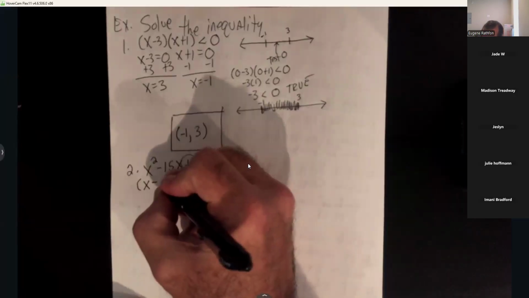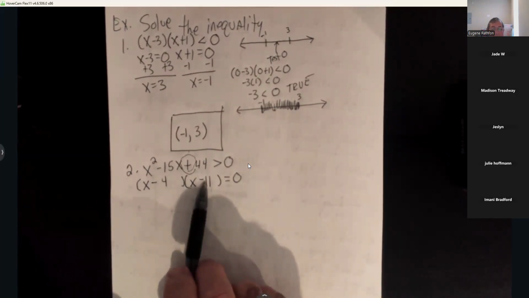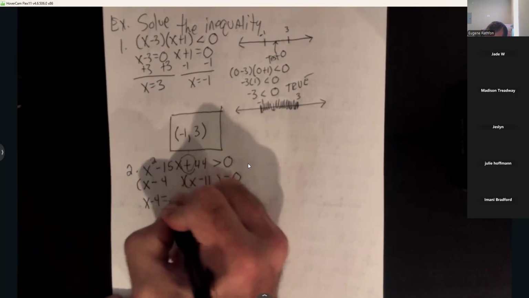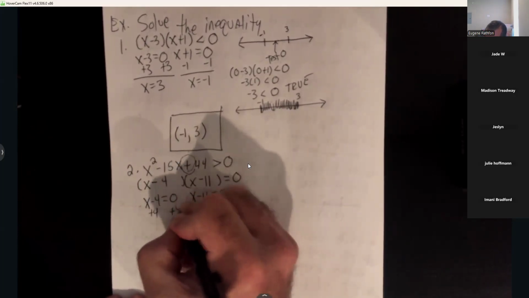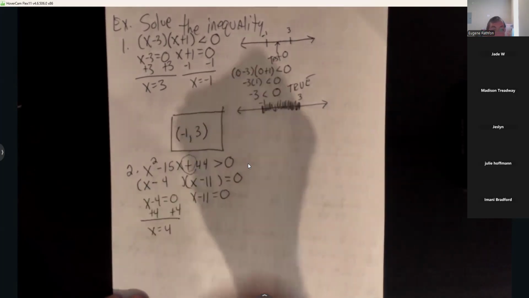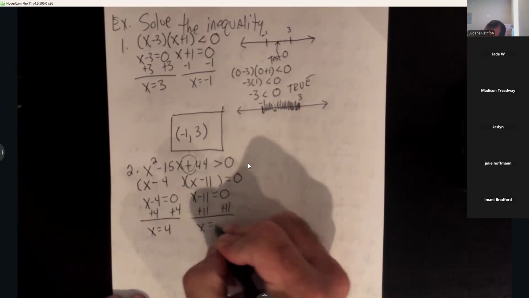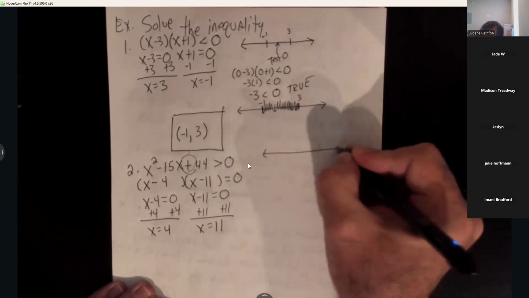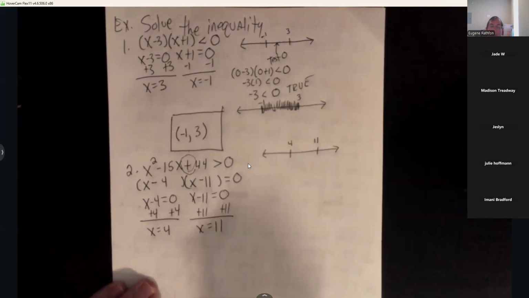So I'm going to put in my 4 and my 11. All right, negative 4 times negative 11 equals positive 44. Negative 4 plus negative 11 equals negative 15. All right, y'all, so to finish it out, set both of those equal to 0. So I'm going to add 4 and get x equals a positive 4. And then here I'm going to add 11 and get x equals a positive 11. So I know my two numbers now for my number line are going to be 4 here and 11 here.